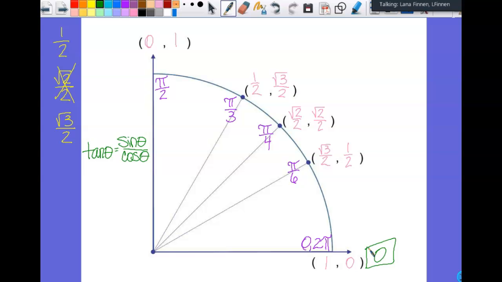Here, I'm going to put y over x. So that's going to give me 1/2 over square root of 3 over 2. So that means I'm going to get 1/2 times the reciprocal. So the 2's cancel out. So I end up with 1 over the square root of 3. What is that once I rationalize it? Square root of 3 over 3. So this tangent value is square root of 3 over 3.